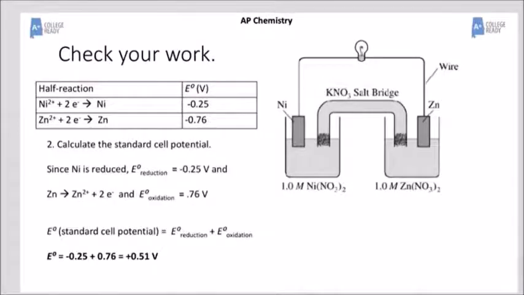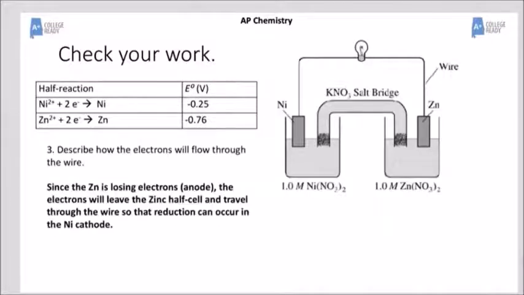Number 2, this calculation, again, the nickel stays negative 0.25. We've reversed zinc to be oxidation. Just the addition of those two gives us this positive 0.51 volts.